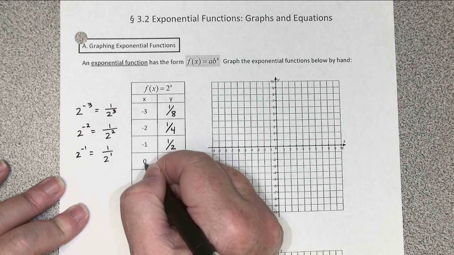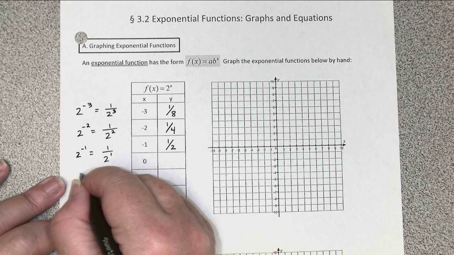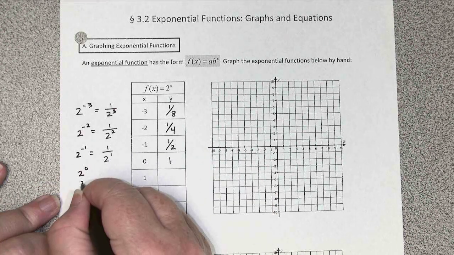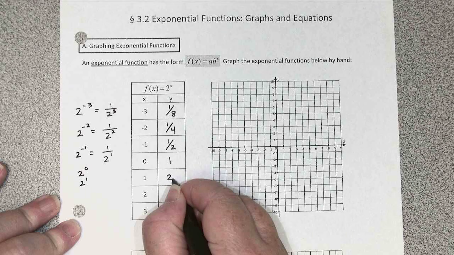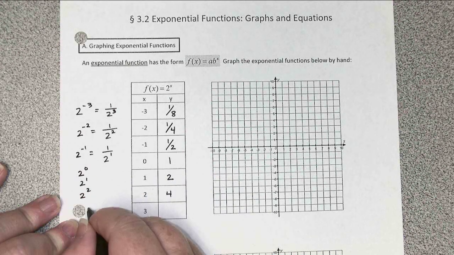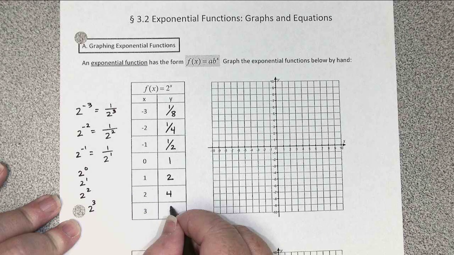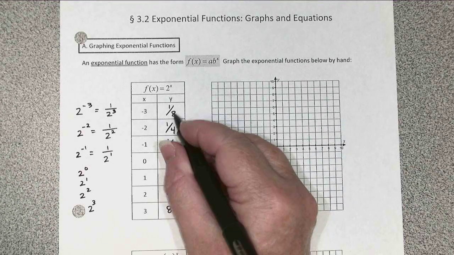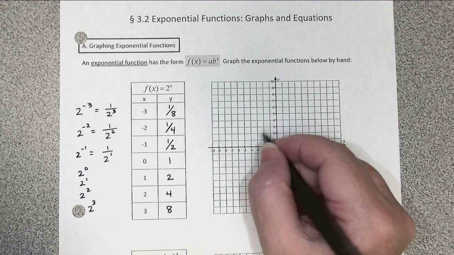The rest of them are a little bit easier. 2 to the 0 is just going to be 1. 2 to the first would be 2. 2 to the second is 4. And 2 to the third is 8. All right, I'm going to graph these. I'll have to do a little estimating with the fractions, but that's okay.